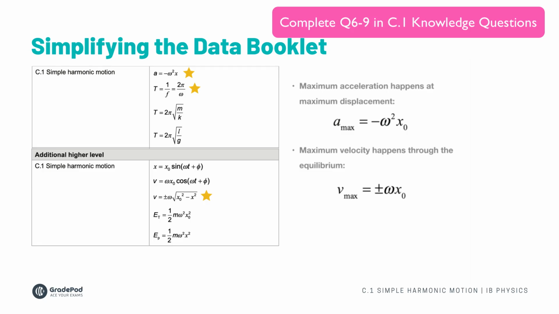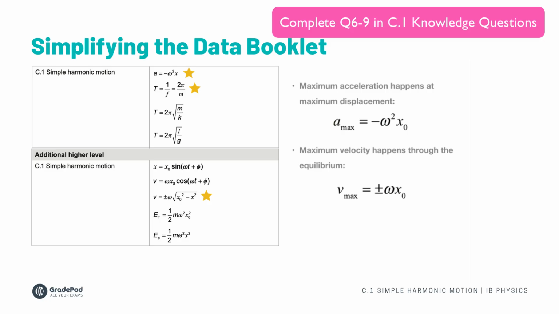What I have seen in many exam papers is they ask you to find the maximum velocity. Now the maximum velocity happens at equilibrium. So if we take a look at this equation here, v is equal to plus or minus omega square root of x naught squared minus x squared. The maximum velocity happens when x is equal to 0 at the equilibrium. In which case, if you're asked to find the maximum velocity, it actually simplifies down quite quickly, and you can use v max is equal to plus or minus omega x naught.